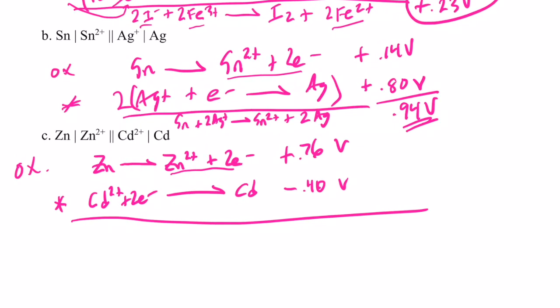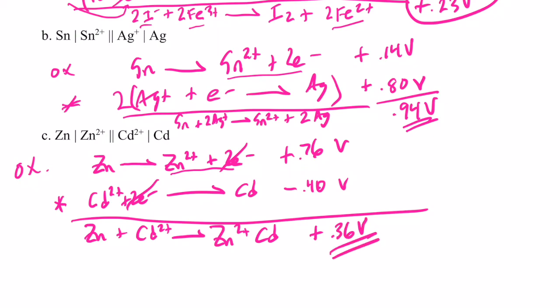All right. Let's write the overall reaction. We should be pretty good at this. 2 electrons lost and gained cancel perfectly. So we end up with zinc and cadmium 2 plus makes zinc 2 plus and cadmium, both the atoms and charge balance. Then I can add my potentials together. I get a positive 0.36 volt battery.